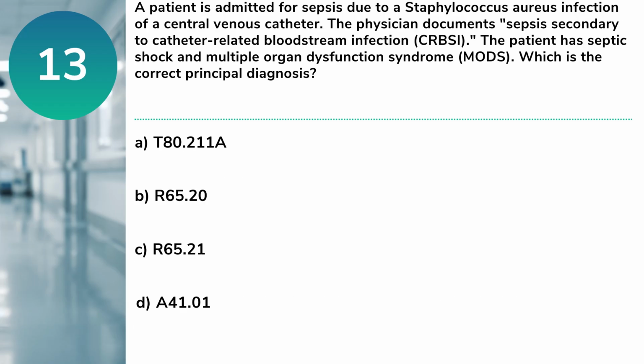Question 13. A patient is admitted for sepsis due to a Staphylococcus aureus infection of a central venous catheter. The physician documents sepsis secondary to catheter-related bloodstream infection, CRBSI. The patient has septic shock and multiple organ dysfunction syndrome, MODS. Which is the correct principal diagnosis? A. T80.211A. B. R65.20. C. R65.21. D. A41.01. Answer: C.